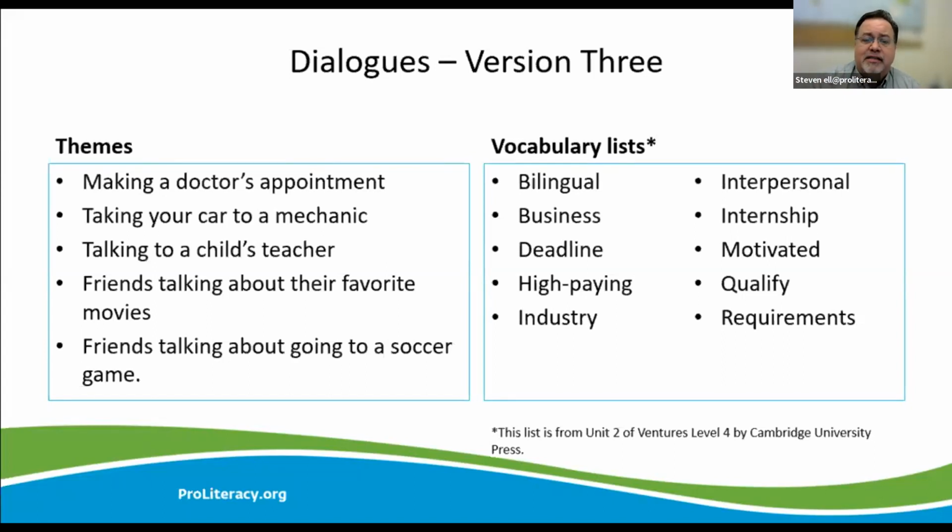So in this case, the vocabulary list I pulled from Unit 2 of Ventures Level 4, and you can see that this vocabulary list is quite advanced. And so that gives you the opportunity to really build on the vocabulary that they've been working on. Because some of these words are a little tough, they are probably going to want several opportunities to practice them, and this is another chance you can give.